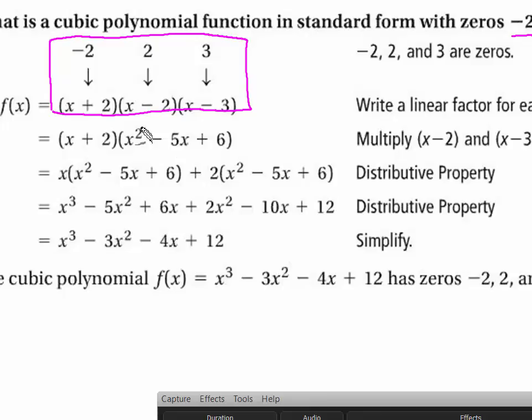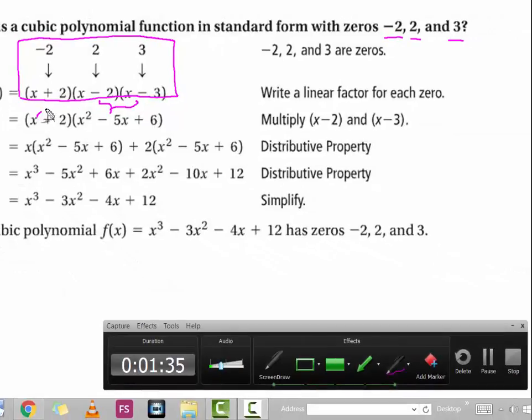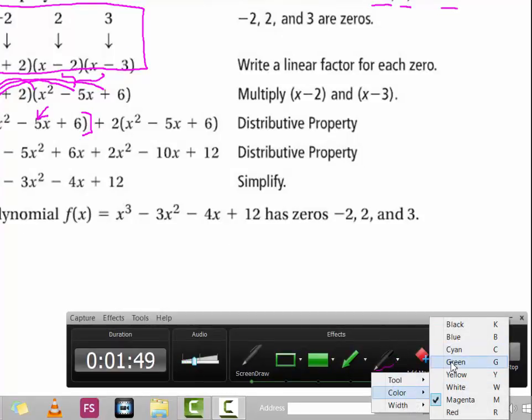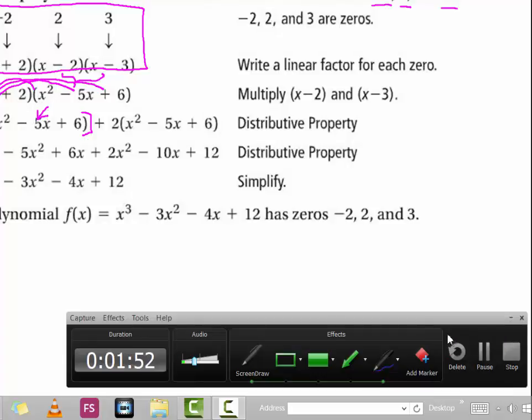So the next thing, you can do the FOIL on these two first, which you end up getting this expression, and then you do the distribution. So you're going to do this one and this one for the first expression. The next one, I'm going to use a different color to show it to you. So how about blue? The next one is going to be the constant 2 times x squared minus 5x plus 6, which gives you this.